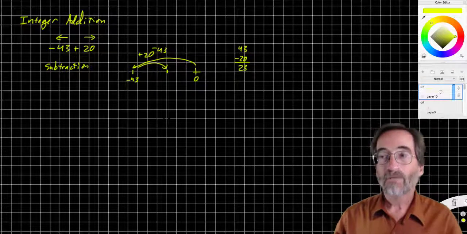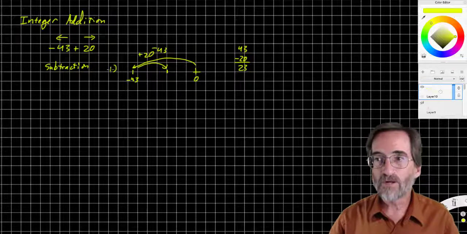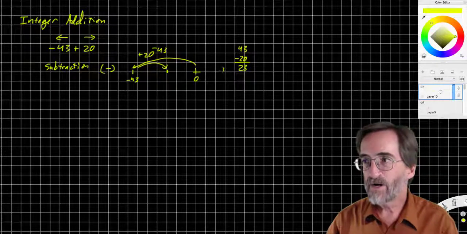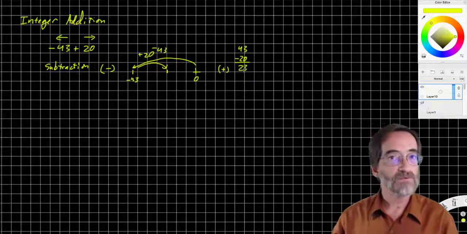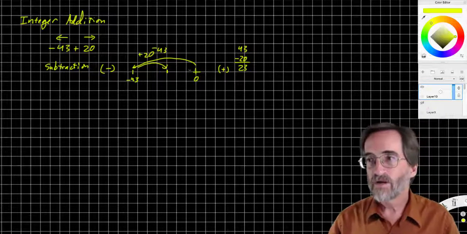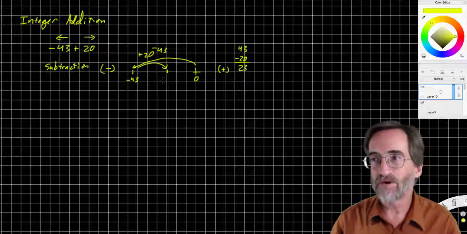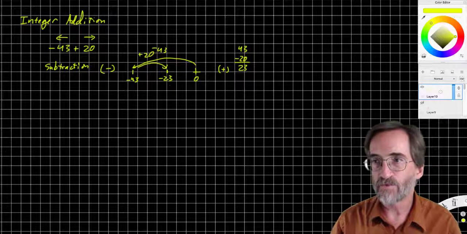Now, am I on the negative side of the number line, or am I on the positive side of the number line? Positives are right, negatives are left. You'll note that 0 is here. I'm still to the left of 0, so my answer is negative 23. So negative 43 plus 20 is negative 23.